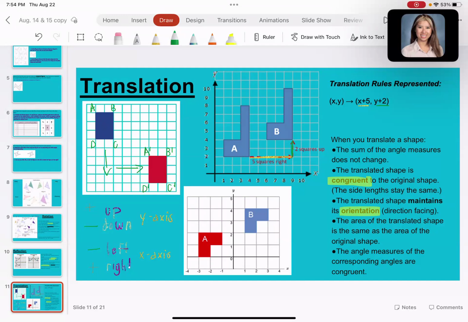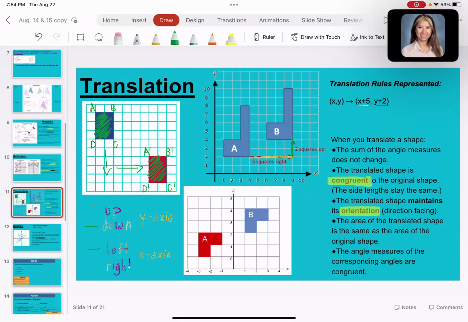Okay, so we know that the area of the translated shape is the same because if we wanted to count the number of boxes, we can see that there would be 6 boxes, or this blue triangle with 6 square units. This red triangle is also 6 square units. And we know that the angle measures of the corresponding angles are congruent.